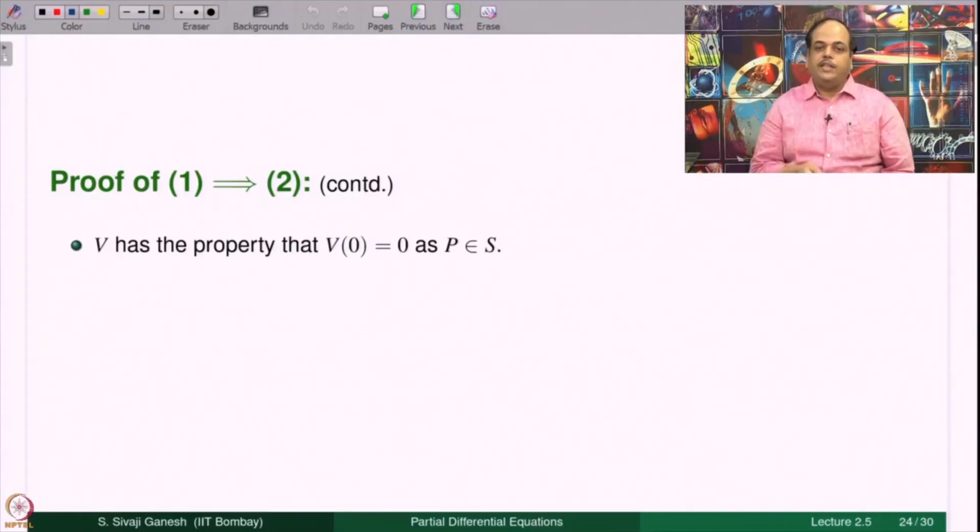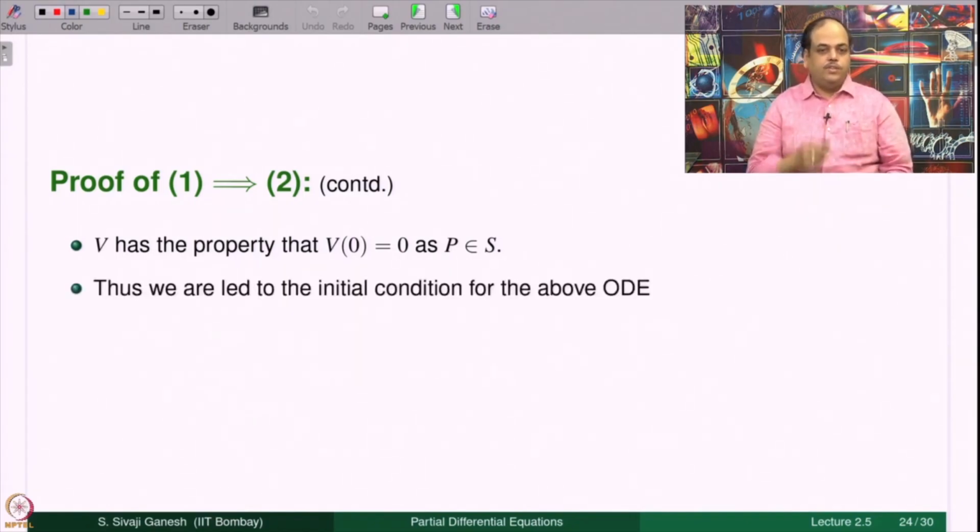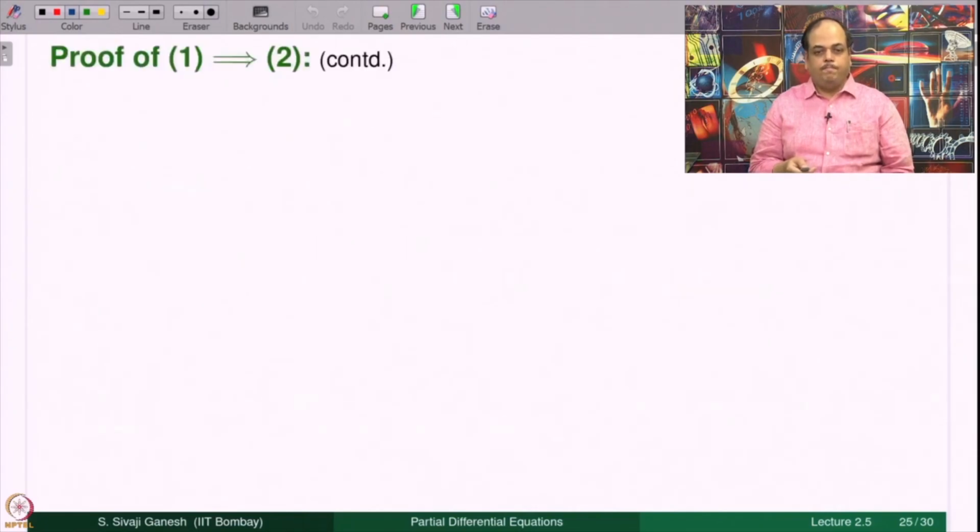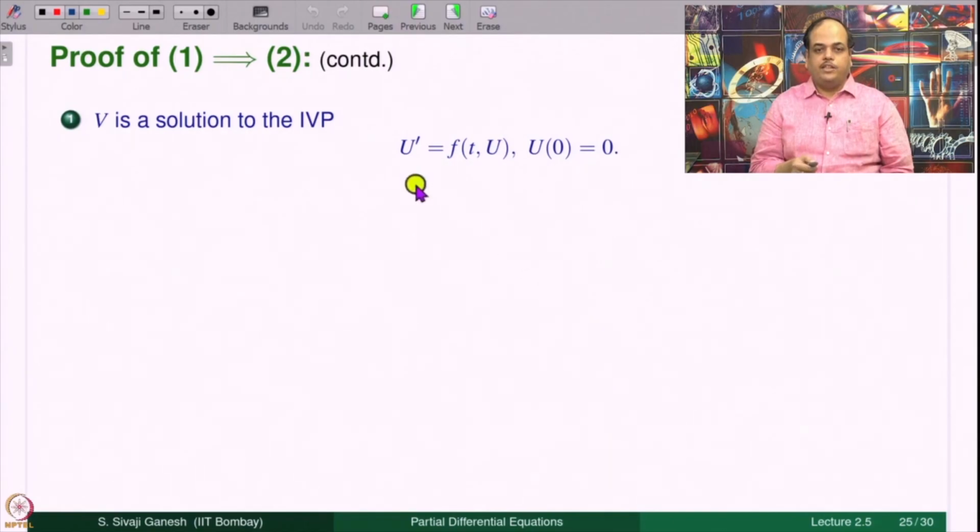V has the property that V(0) is 0, we know that. What is V(0)? Z0 minus u(x0, y0). Z0 is h(s), (x0, y0) is (f(s), g(s)). So, P is in S, therefore, it is true. Thus, we are led to the initial condition for the above ODE, that is u(0) equal to 0. So, this is the initial value problem. u dash is f(t, u) where f was described there, and u(0) is 0.